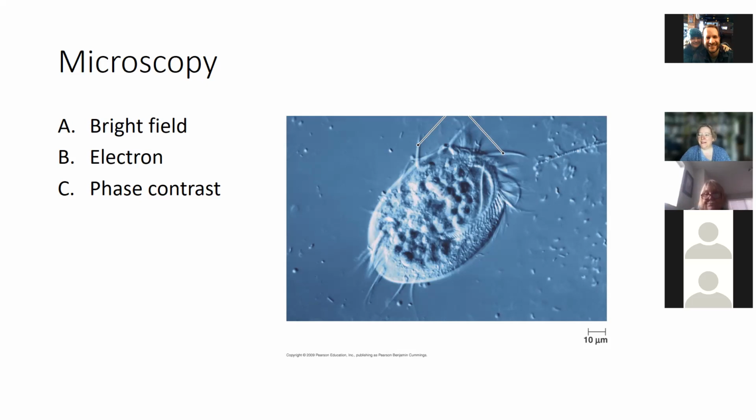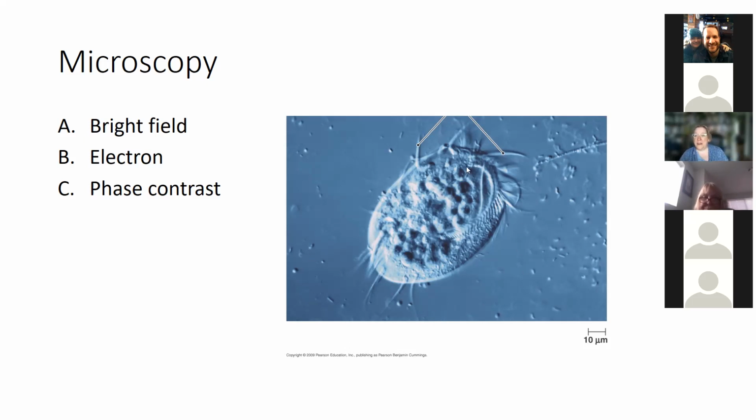Hey, Logan. So my guess is phase contrast, simply because we can see the villi of the cell itself, the actual structures that you normally wouldn't be able to see in the bright field microscope. Right, very good. You are correct.